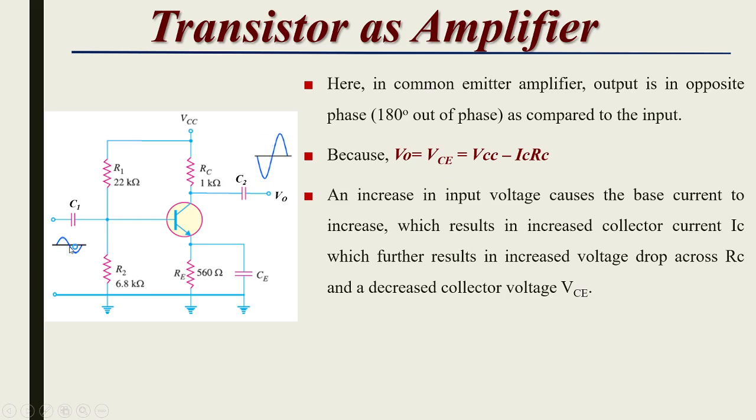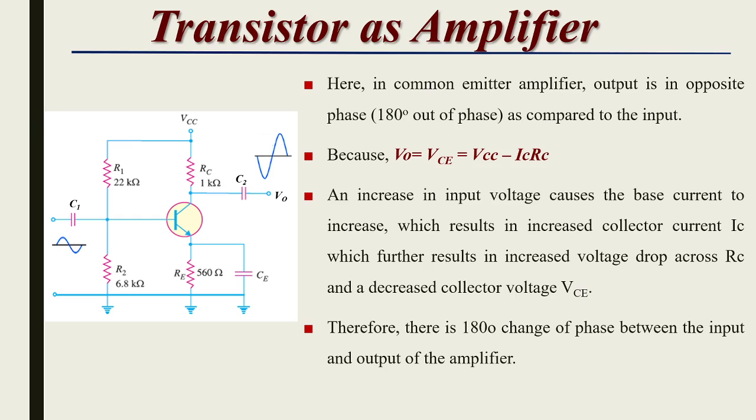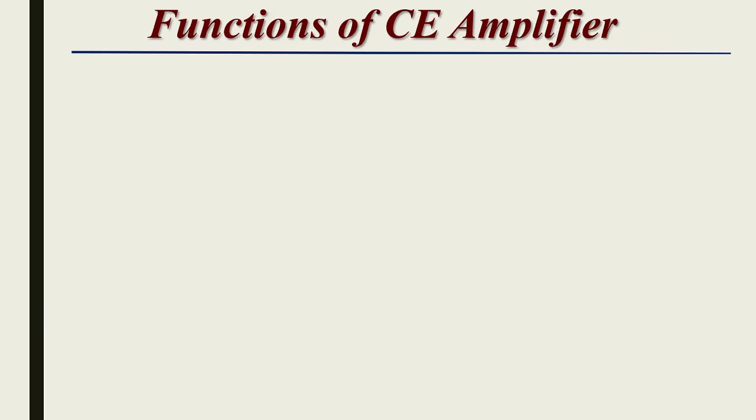And when the input voltage decreases, it will decrease IB, and further it will decrease IC. So the voltage drop across IC RC decreases. As the voltage drop across it decreases, the value of VCE, the output voltage, will increase, and that's why when the input is decreasing, the output will increase. In this way we get a 180 degree out of phase output in the CE amplifier. Therefore there is a 180 degree phase change between the input and output of the amplifier.